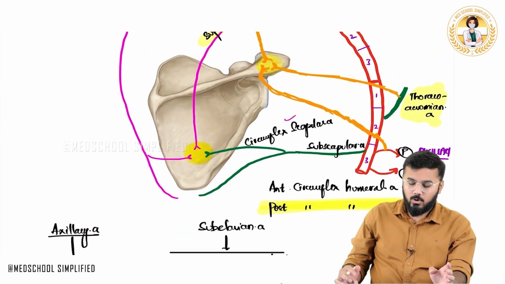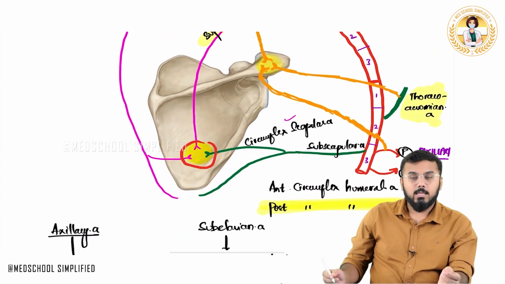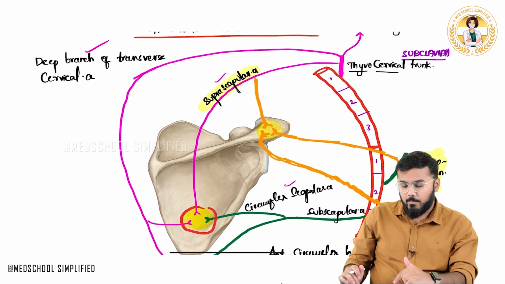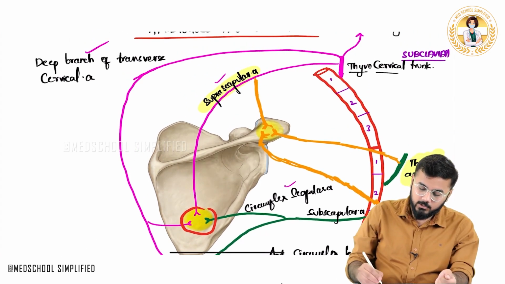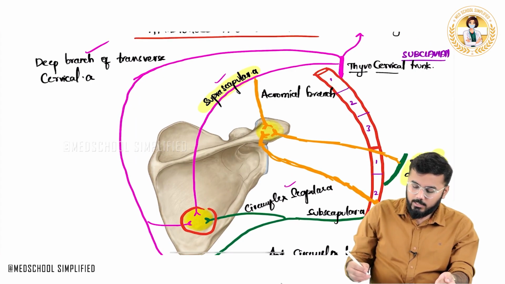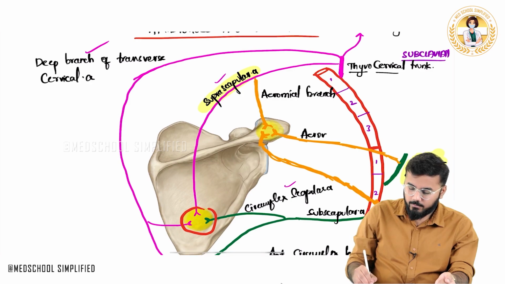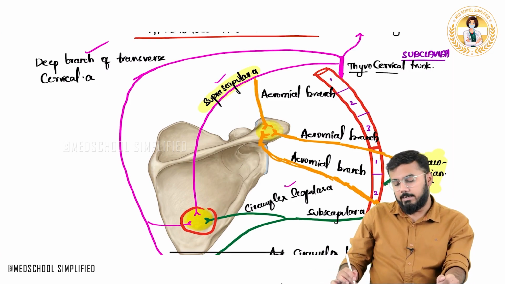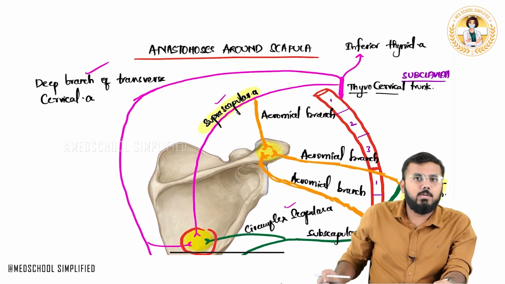Now, the circumflex scapular artery, suprascapular artery, and transverse cervical artery, all of these three together form an anastomosis on the surface here. Okay. The remaining anastomosis is formed by the acromion branch. So what is this branch? Acromial branch. Here also it would be the acromial branch, and the third one also will be the acromial branch. Okay. So this completes the discussion of the anastomosis around the scapula.